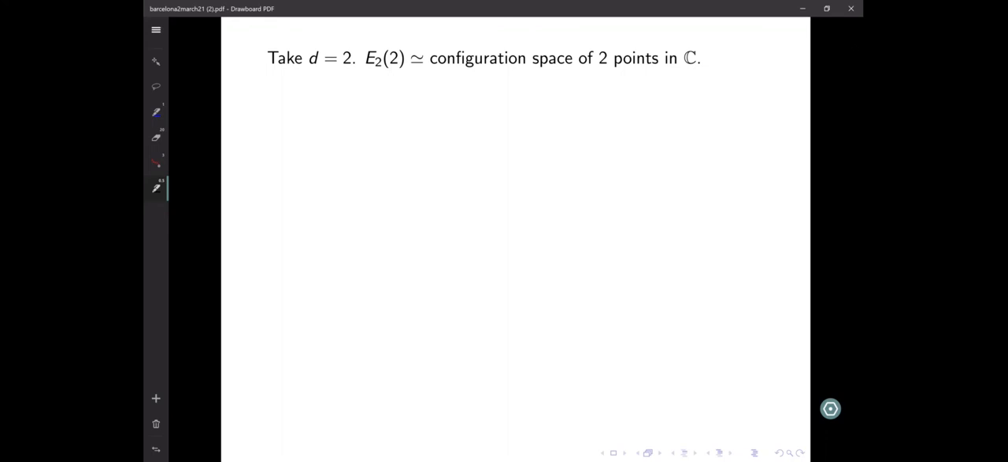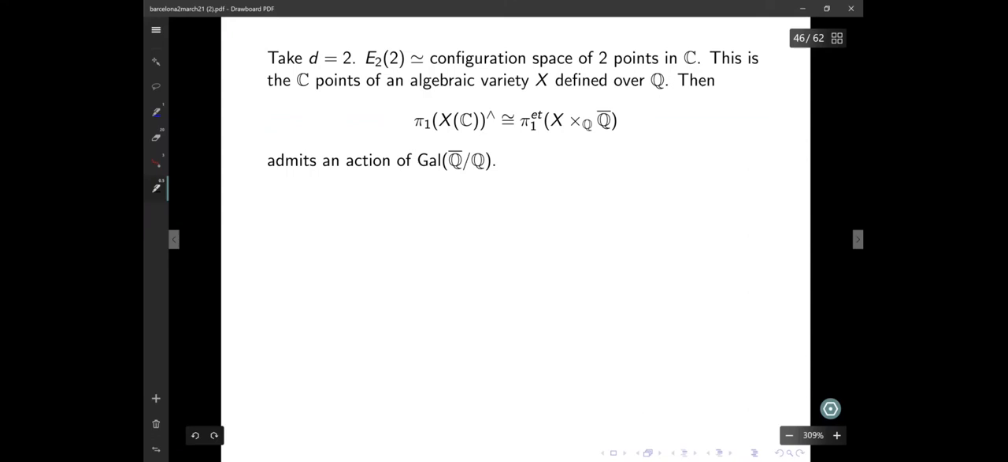But the space of configurations of two points in C, well, that's the complex points, is the underlying complex manifold of an algebraic variety which is defined over Q. And so if you want to calculate the completion of the fundamental group of this complex manifold, this here means not the p-completion, but the profinite completion, where I don't fix a prime, but I look at all primes. So I look at all the finite quotients. I take the limit of all the finite quotients of my group.